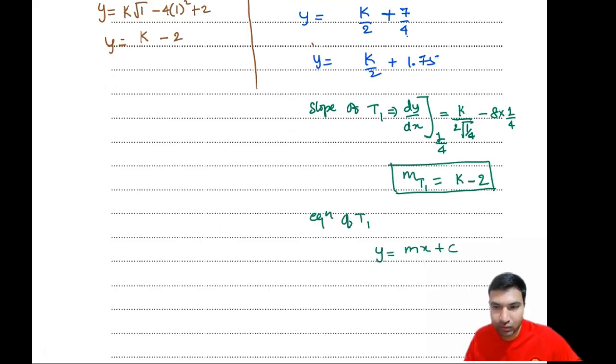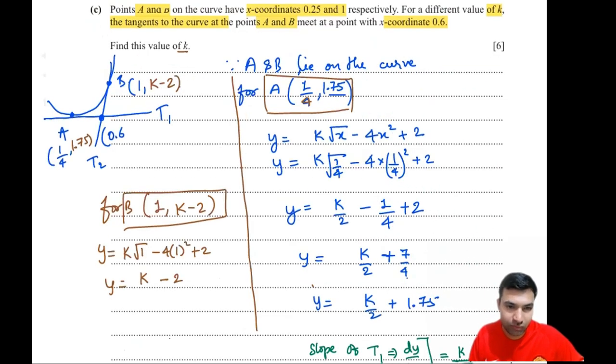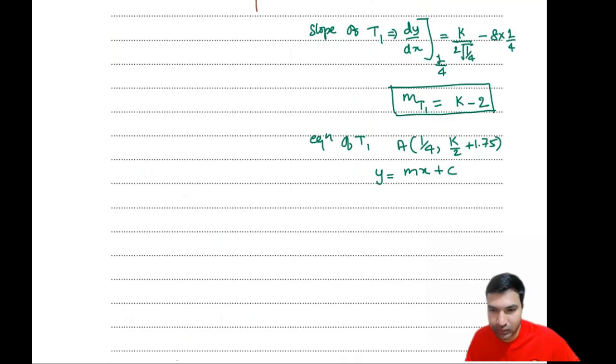All right. So we know the slope and the point is what? The point is A, which is nothing but 1 over 4, comma k by 2 plus 1.75. This is the point at which the tangent T1 is. Right. So we have this point A, which is 1 by 4, comma 1.75. So I know the slope and 1 point, so I can find the equation. So y equal to mx, k minus 2 times x plus c.